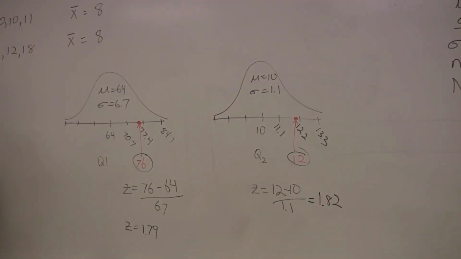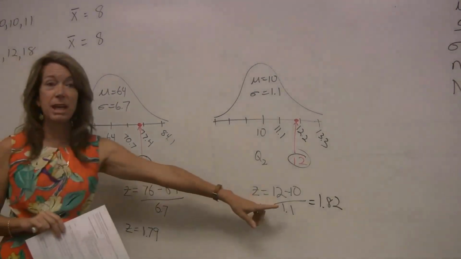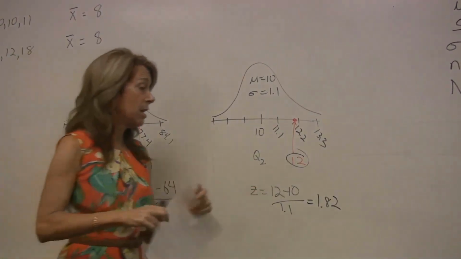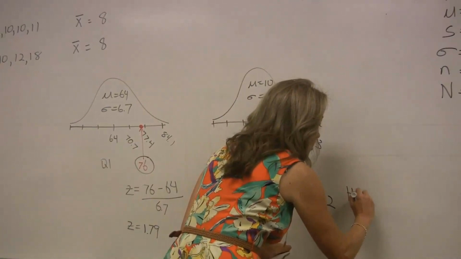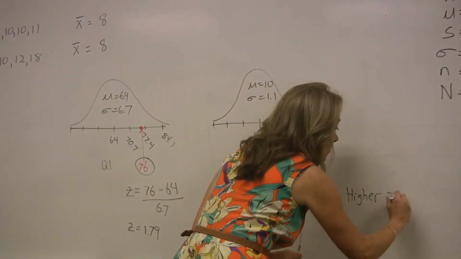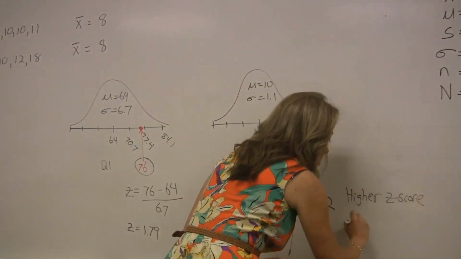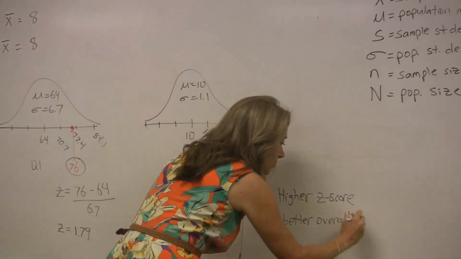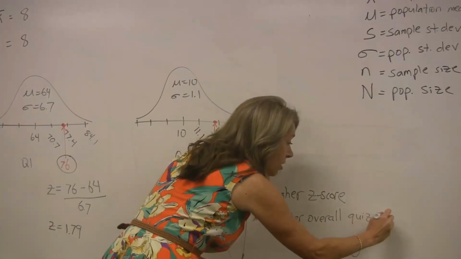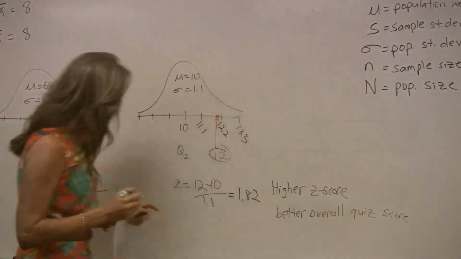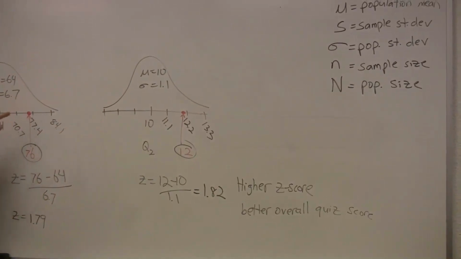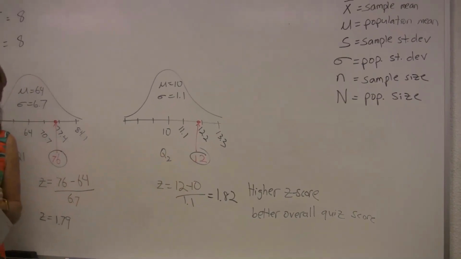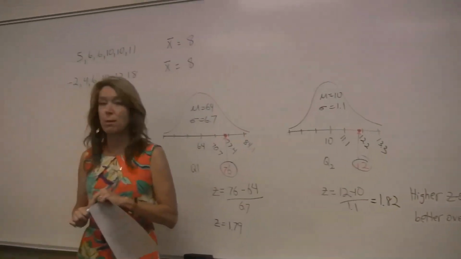Which score was better? The second one. The second one was better because it had a higher z-score. This was the better overall score. Now, mind you, they were darn close. This one was 1.79 standard deviations above the mean. This one was 1.82 standard deviations above the mean. It's slightly better, but not much better.